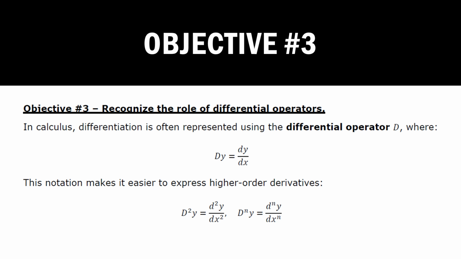In calculus, differentiation is often represented using the differential operator D, capital D, where capital D times y equals dy over dx. In other notations, you might see capital D squared y, which is the second derivative of y with respect to x. Then you can get other higher order derivatives like capital D to the fourth, which would be the fourth derivative of y with respect to x.